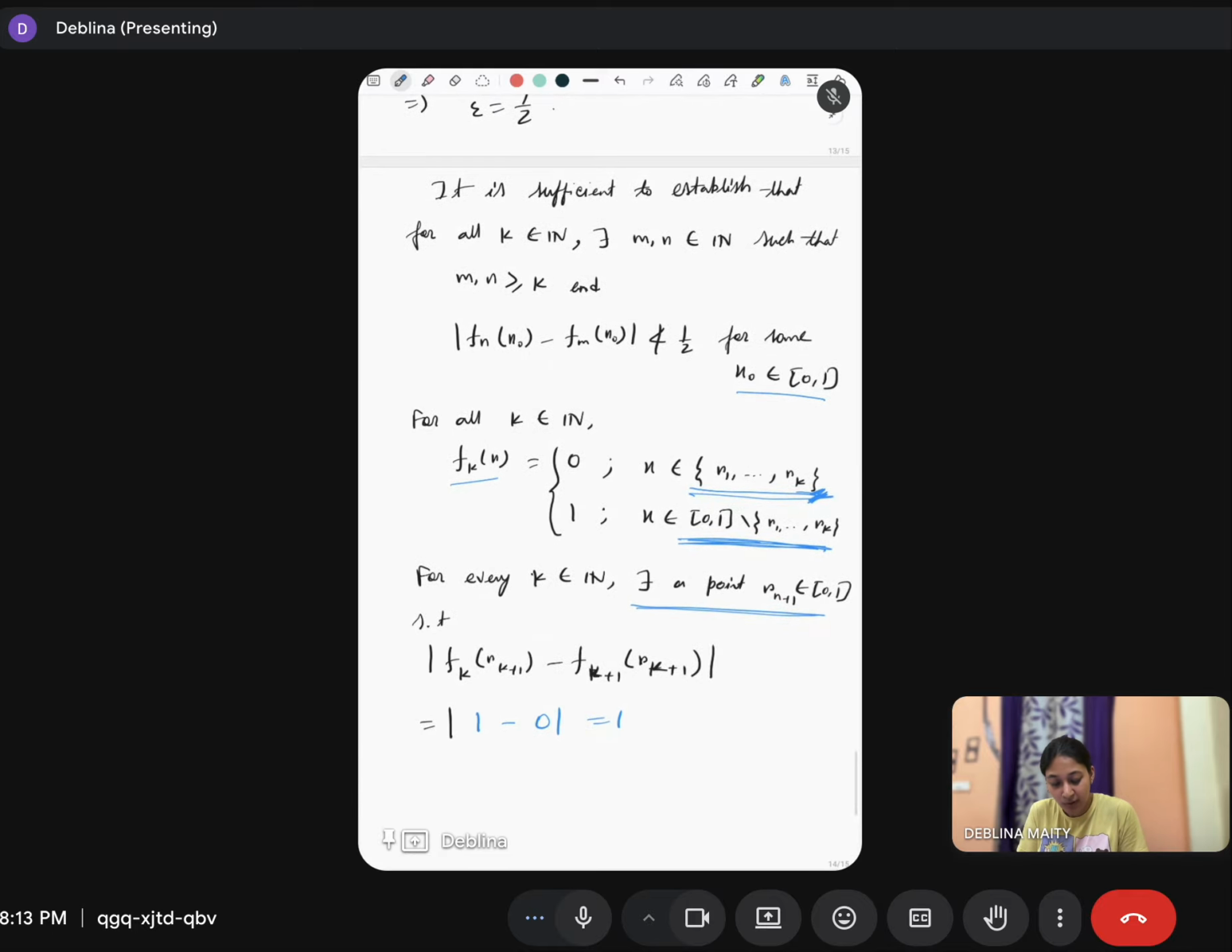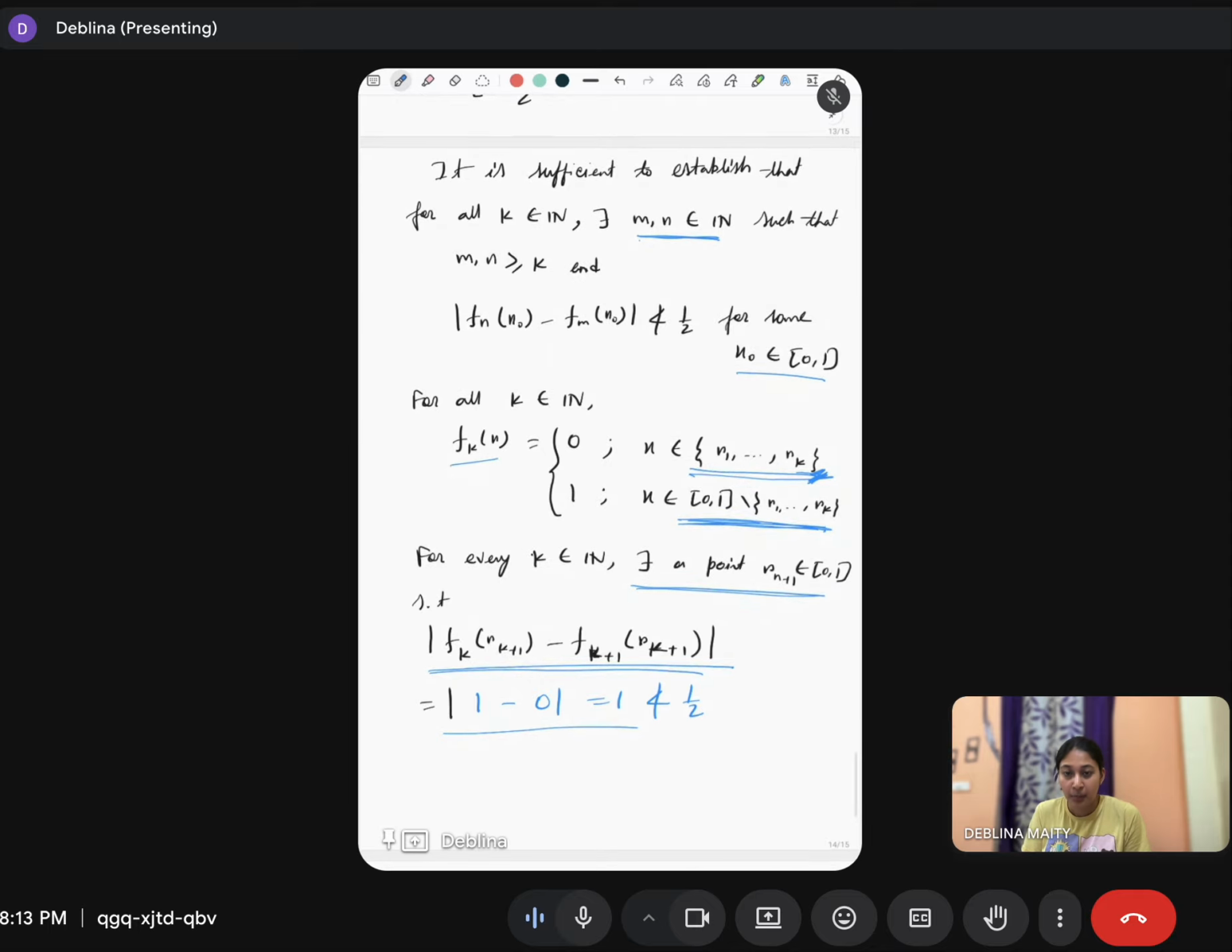We have found a point for which this difference, and here we have to find this Mn. So here Mn is what? For k and k plus 1, this value is 1, which is not less than half, right? So we have proved the negation of the Cauchy criteria.